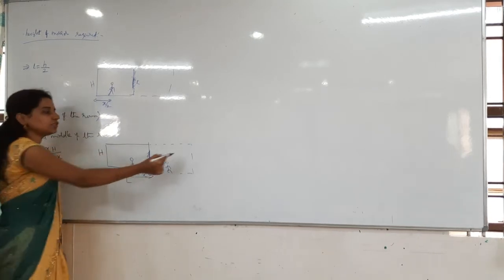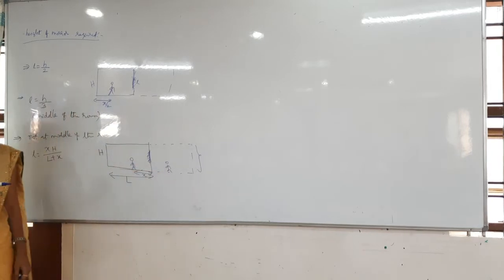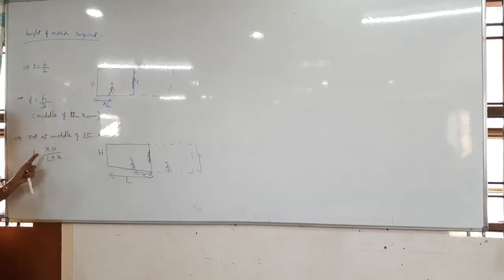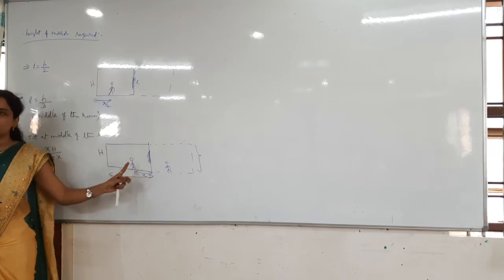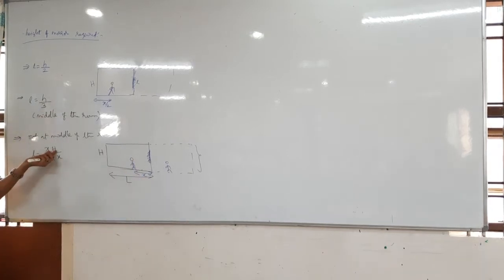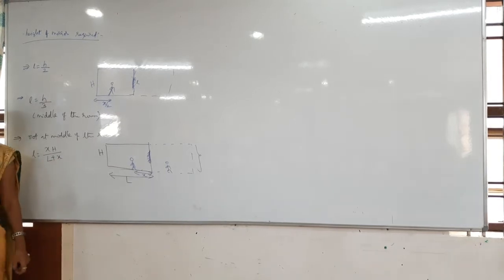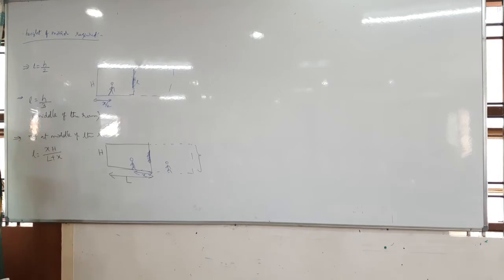Now I want to see the full image of this wall, which means the length of the mirror required is L equals x h by (L plus x). What is the x here? The distance between the mirror and the person, the mirror and the observer. The next one, h, is the height of the wall behind. L is the length of the room, and x is again the distance between the mirror and the person.